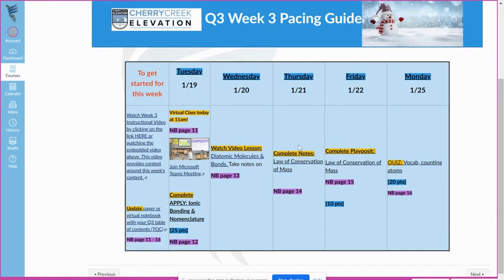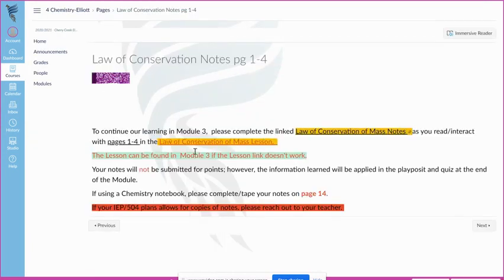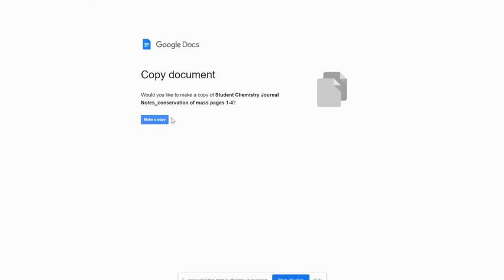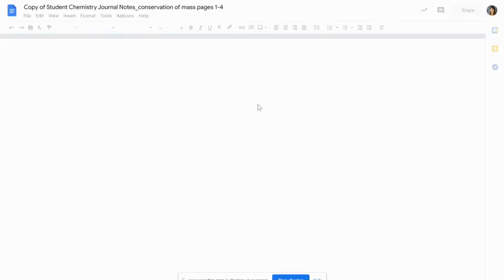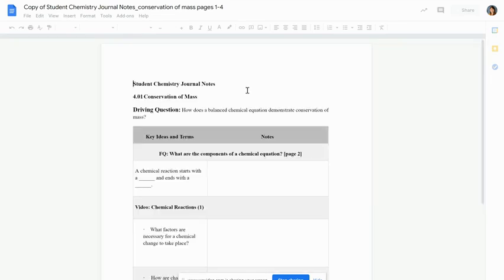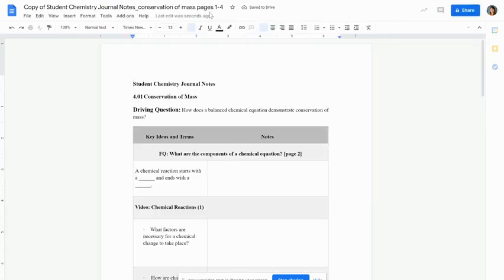On Thursday, you have some notes for the law of conservation of mass. When you click on this, it will take you to the page. This is also not for points, but here is the link that will, of course, generate a copy for you. When you click on that copy, it will take you to the notes. We're not going to be doing all the pages. We're only going to be doing pages 1 through 4.